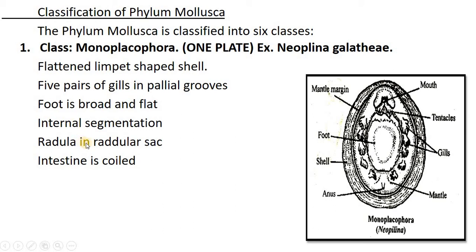Further, the radula in the radular sac, the tongue has teeth-like structures made up of chitin. Next, the intestine is coiled. This is the animal Neopilina galatheae, a Monoplacophora. We find the mantle and shell. What we see is the ventral view: shell, foot, gills, 5 pairs of gills, tentacles, mouth and mantle margin. Of course, the mantle produces the shell. So that is the Monoplacophora.